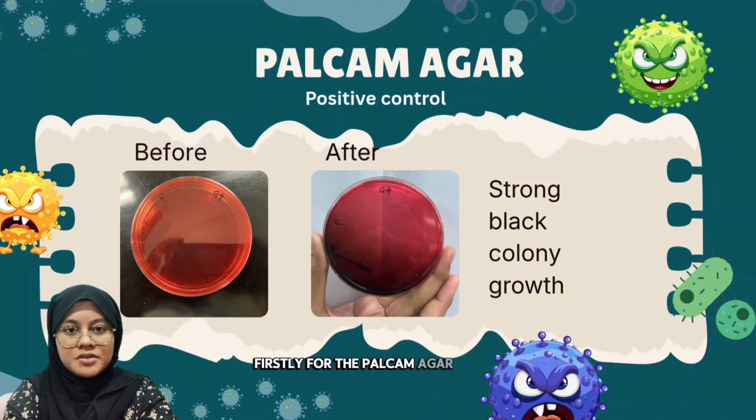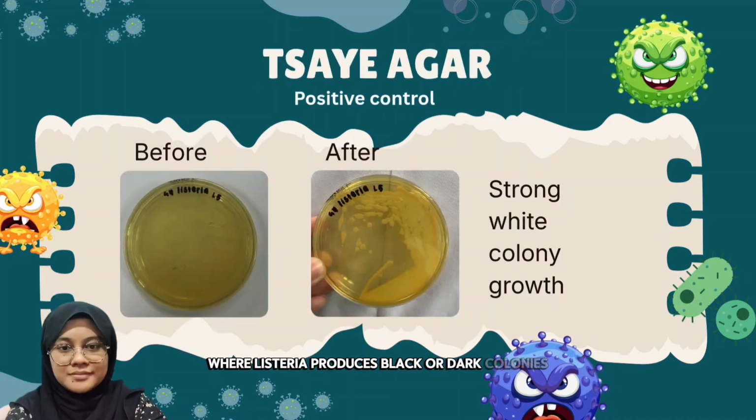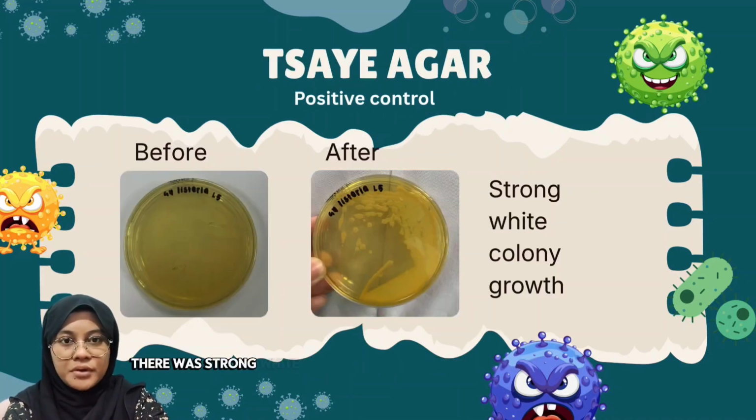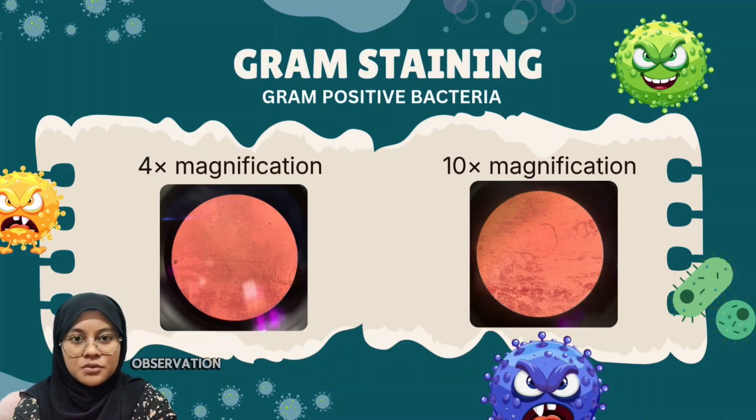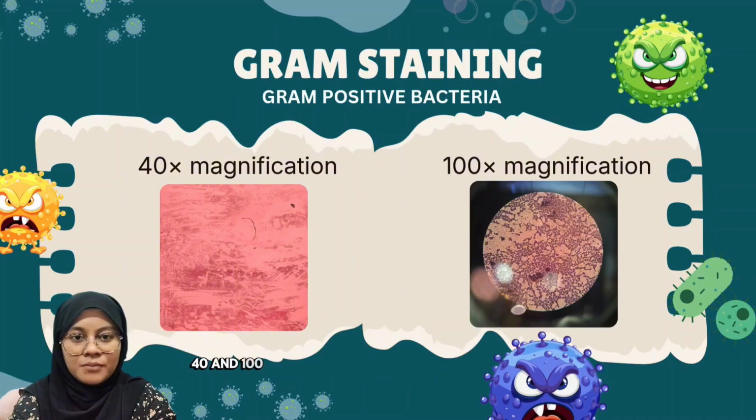Firstly, for the Palcam agar result, we observe strong black colony growth in the positive control. This indicates the presence of Listeria species because Palcam agar is a selective medium where Listeria produce black or dark colonies. Next, on TSA agar, there was strong white colony growth, showing a positive result. TSA agar is used to support the growth of Listeria, and the appearance of smooth white colonies confirmed successful bacterial growth. For the Gram staining result, observations were made under different magnifications, which were 4, 10, 40, and 100. Under higher magnification, the cells appeared as purple rod-shaped bacteria, which is characteristic of gram-positive Listeria species.